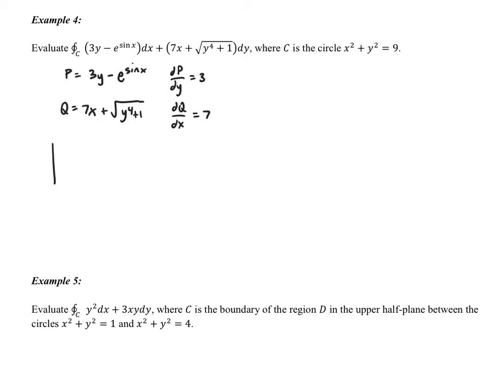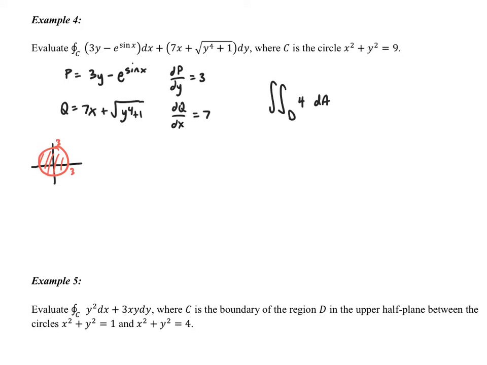Now, the region is the circle with a radius of 3, centered right at the origin. So that's going to be our region D. And our integral will be the double integral over D of 4, 7 minus 3, times dA.